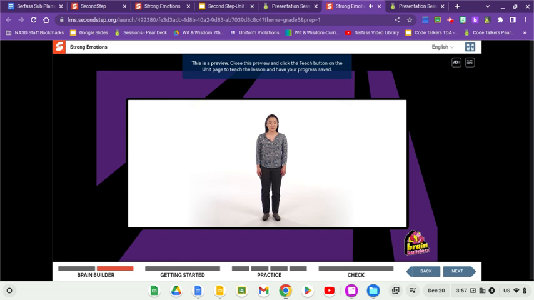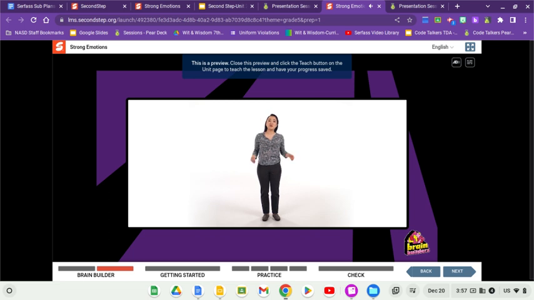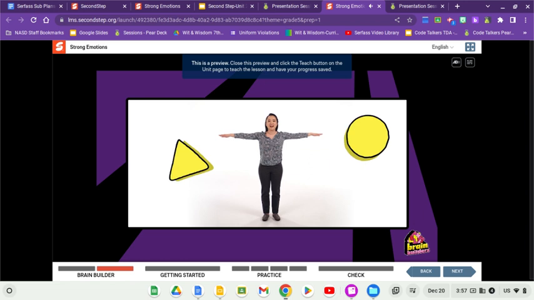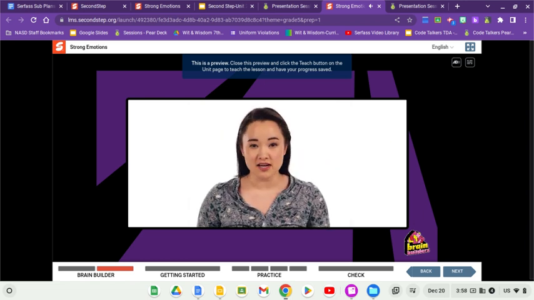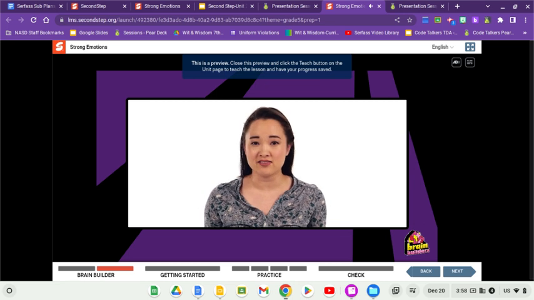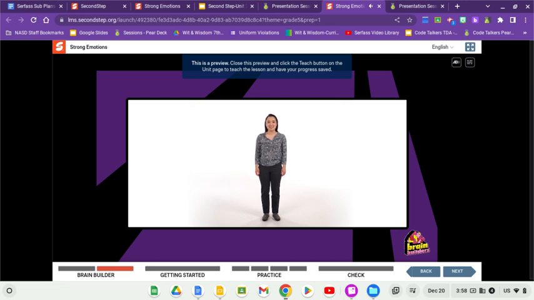I'm going to change the rules now. Listen closely. If you see a blue shape, form your arms into a circle. If you see a red shape, form your arms into a triangle. If you see a yellow shape, stand up tall with your arms straight out to your sides. Remember, if you see a shape or color that doesn't have anything to do with the rules, stand still. It's time to try it.